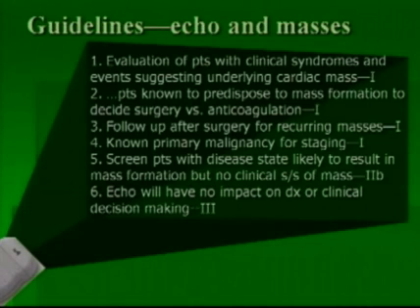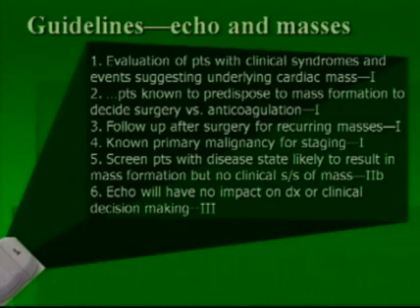Number two, patients who are known to have a predisposition to mass formation. Echocardiography can be helpful in these patients to decide surgery versus anticoagulation, essentially to attempt to identify and distinguish a thrombus versus a tumor. Three, it's appropriate to perform echocardiography to follow up a cardiac mass after surgery to look for recurring masses. Number four, it's also appropriate to use echocardiography to stage primary malignancies, and this is an area that probably gets underused, as we shall see.